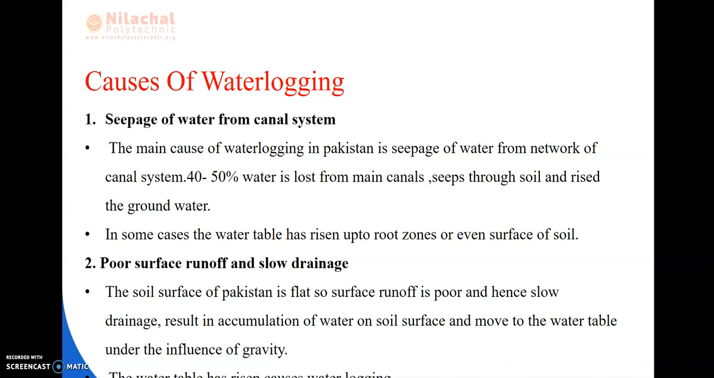The main cause of waterlogging in Pakistan is seepage of water from the network of canal system, that is 40 to 50% of water is lost from the main canals, seeps through the soil and raises the groundwater. In some cases, the water table has risen up to the root zones or even the surface of the soil. Next, that is poor surface runoff and slow drainage. The soil surface of Pakistan is flat, so surface runoff is poor and hence slow drainage results in accumulation of water on the soil surface, which moves to the water table under the influence of gravity.